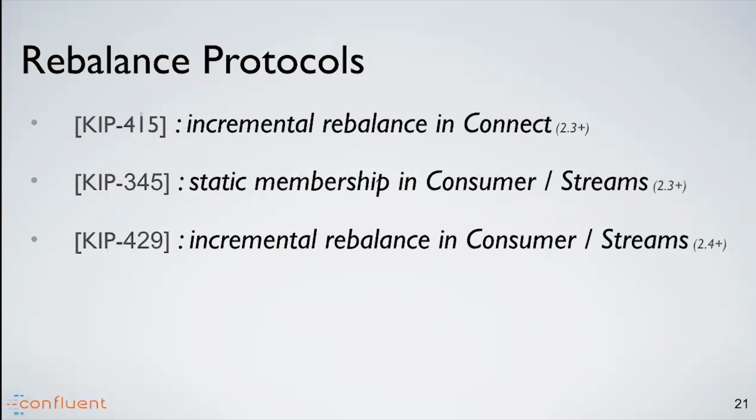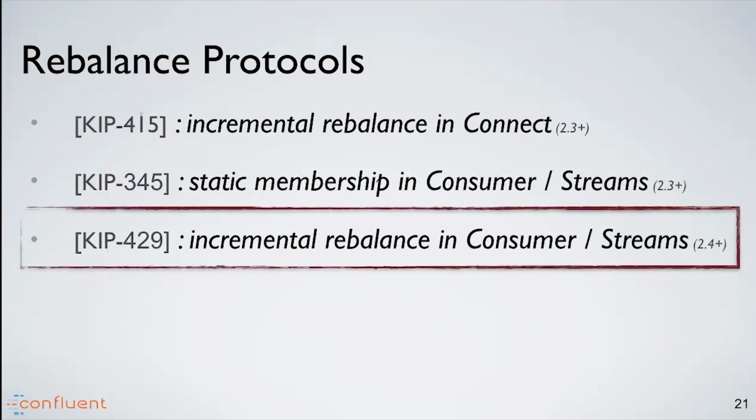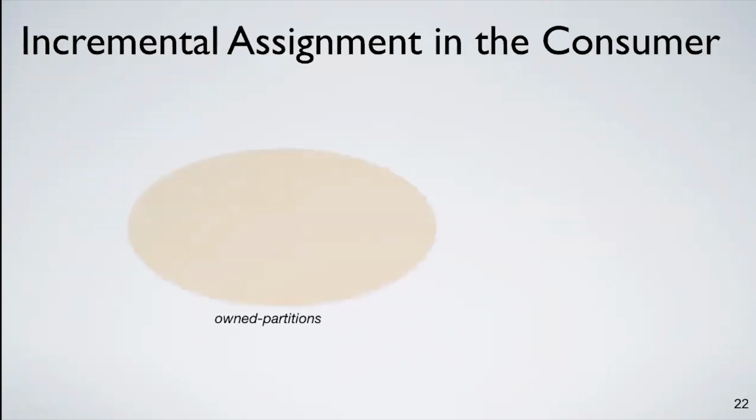And then lastly, we have KIP 429, which is the focus of this talk, which is the incremental rebalance protocol in consumer and Streams. So just to take the consumer's view of this, we have the set of owned partitions. This is just what we call the assignment before the rebalance. And on the other side, we have the assigned partitions, which is the partitions after the rebalance, or the newly assigned partitions.